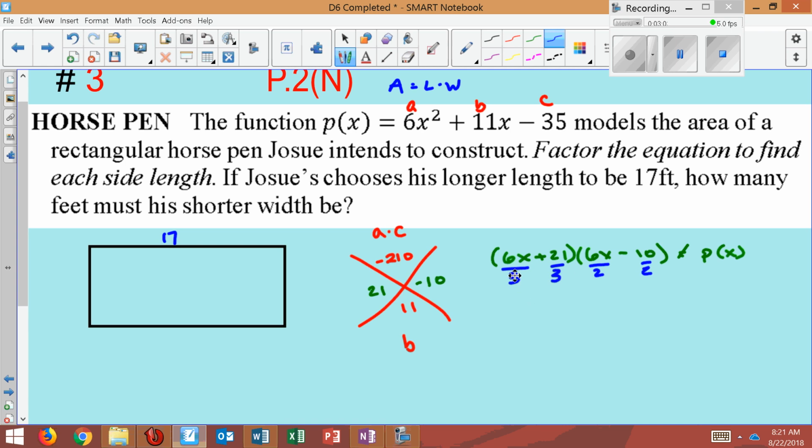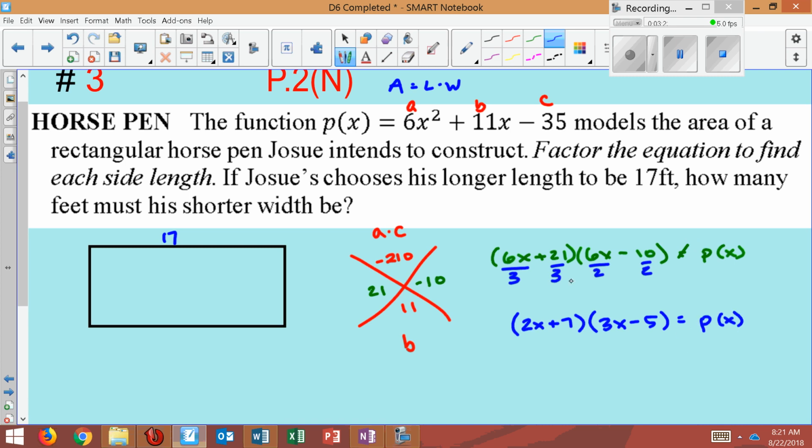So I'm going to take out 2 of both those. So what am I left with? Here, 6 divided by 3 is 2x. 21 divided by 3 is 7. And over here I have 3x minus 5. Now this will equal p of x.